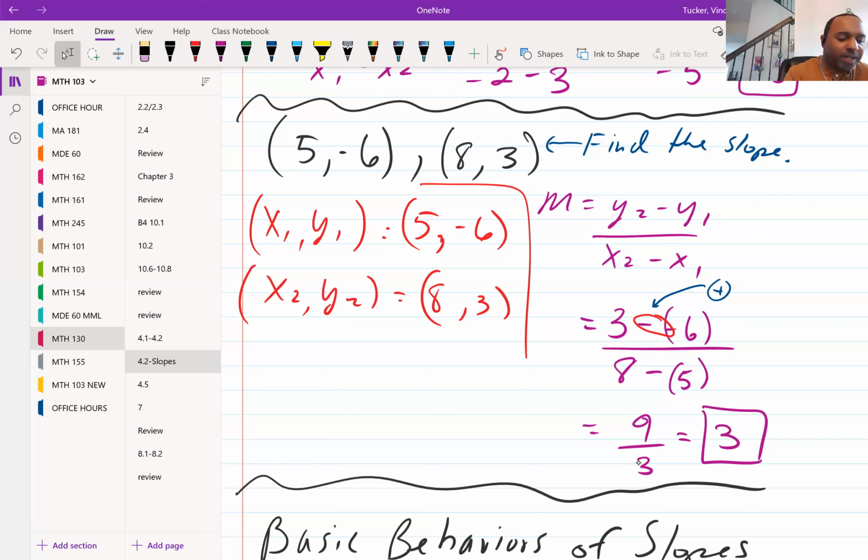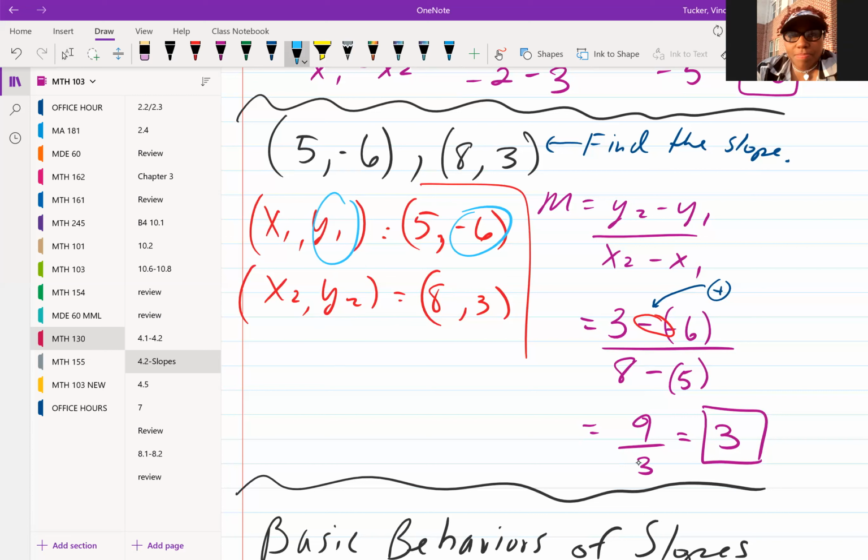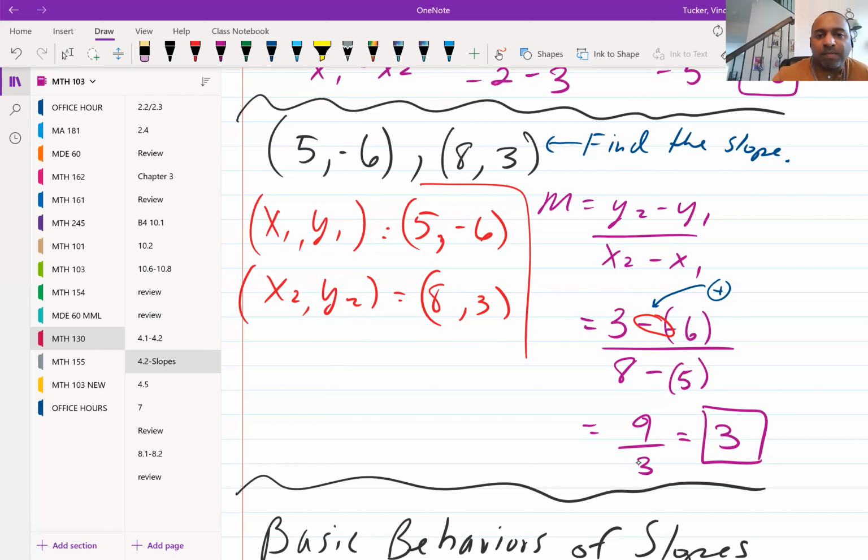You broke up. Say it again. I said, for some reason, it's not sinking in. Y2. Y2 is 3. Okay, maybe if I had wrote it beside, Y2 is 3. So the 8 is what? That's X2.